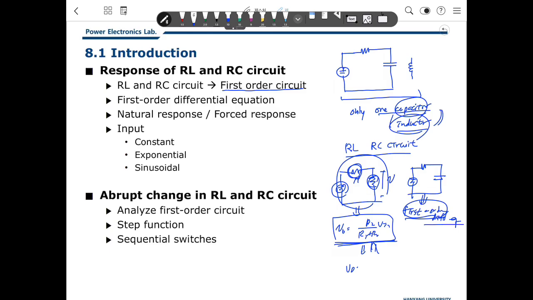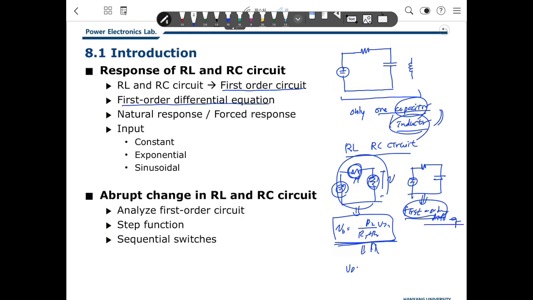If there are two capacitors or inductors, then the order of the differential equation is 2, a second order differential equation. We will cover the second order differential equation based on the RLC circuit in the next chapter, chapter 9. Anyway, in this chapter we will discuss how to solve the electric circuit containing only one capacitor or an inductor. So this is the first order differential equation.